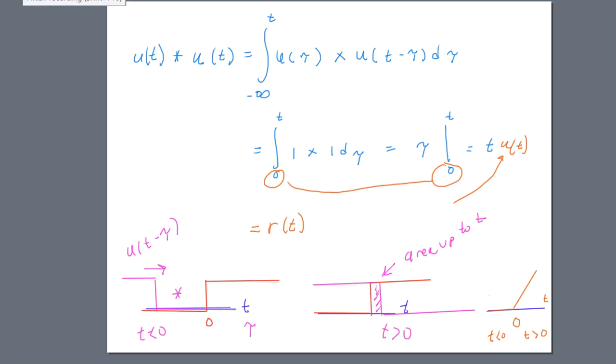So today we're going to go over how to intuitively plot functions that result from a convolution. And we'll start with a step convolved with a step. So we'll do this in the time domain.